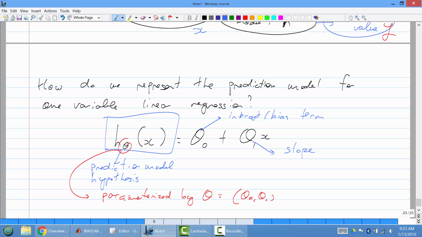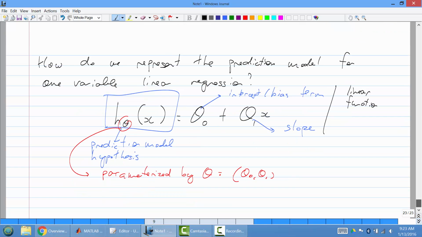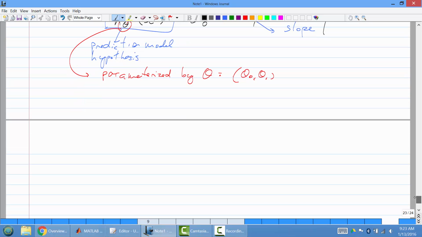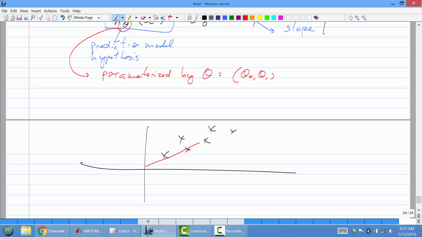All right, so the prediction model is a linear function. Obviously, there's only one variable, so this is a linear function, of course. That's the prediction model. It may look like this. Just a quick example: let's say you have a whole bunch of points like that, and the goal is to fit a line of best fit, right? This will be represented as theta 0 plus theta 1 x.